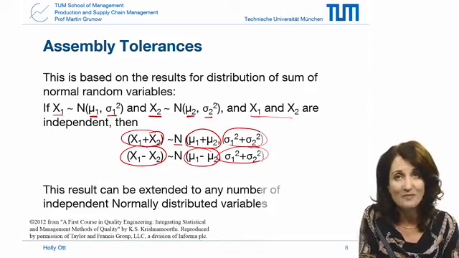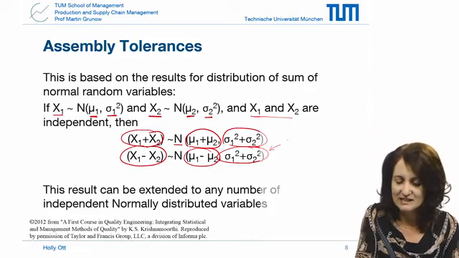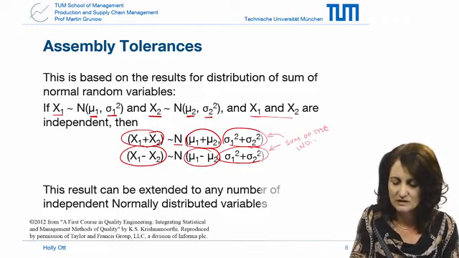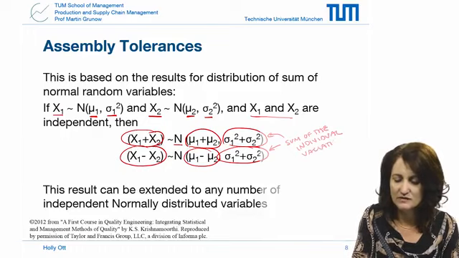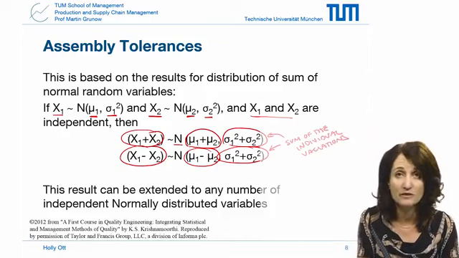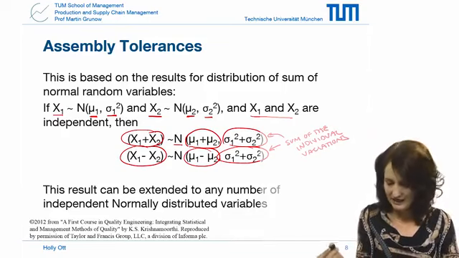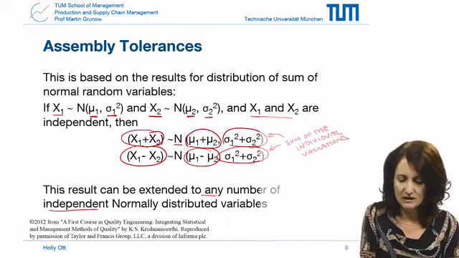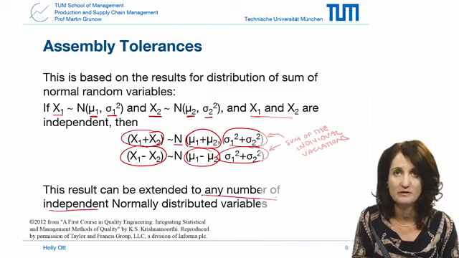Now, this is not a typo. The variation is the sum of the individual variations. So in other words, even if you're subtracting your random variables, the variances add, the variability adds, and this can be applied to any number of independent normally distributed variables.